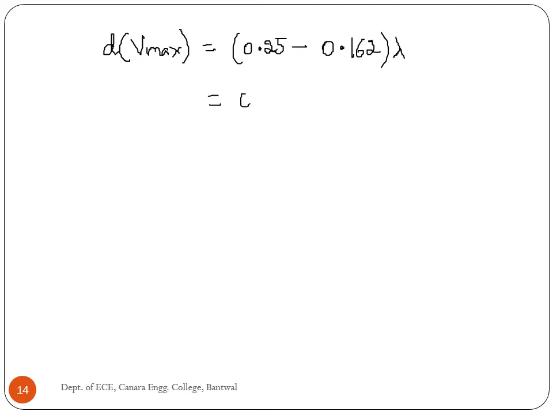Therefore, distance from load to V max position is 0.25 minus 0.162 into lambda, which is equal to 0.088 multiplied with lambda 5 centimeter, which is equal to 0.44 centimeter.